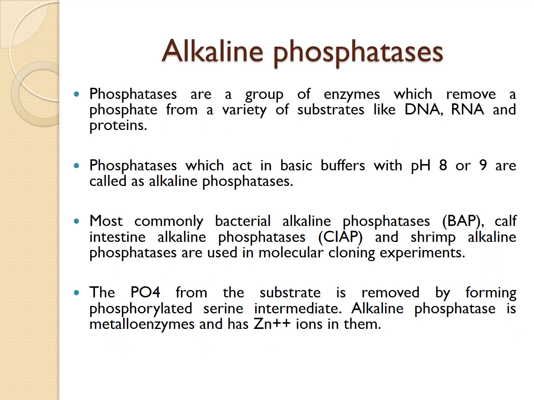Another important enzyme is called alkaline phosphatase. Alkaline means it works in alkaline conditions, above pH 8. The pH reacts with the buffer, a basic buffer, hence the name alkaline phosphatase. Most commonly, bacterial alkaline phosphatase (BAP), calf intestinal alkaline phosphatase and shrimp alkaline phosphatase are used in molecular cloning experiments. Alkaline phosphatase is a metalloenzyme and has zinc ions in its active site.